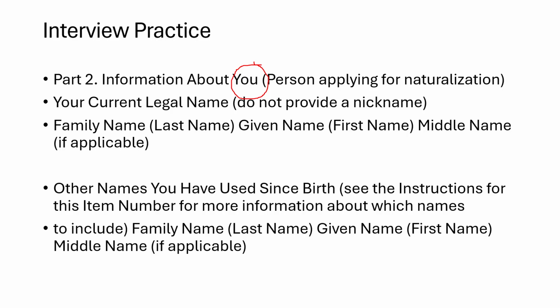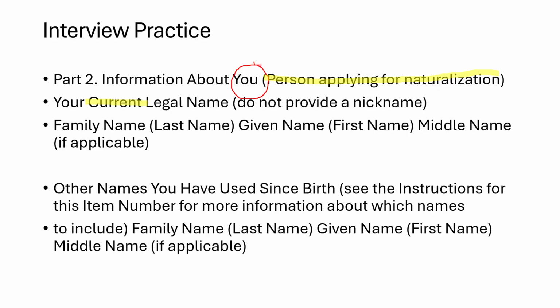Sometimes if someone is helping you prepare your application, they get confused and they think this is their information. No. When it says you, it's talking about the person applying for citizenship. So if somebody's helping you, make sure it's your information and not their information on the application.